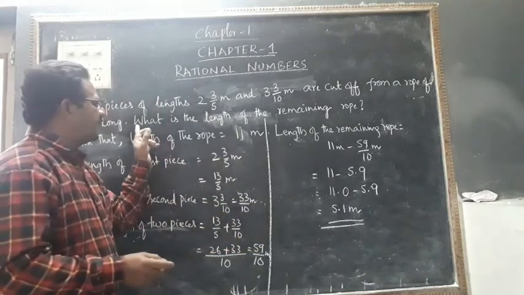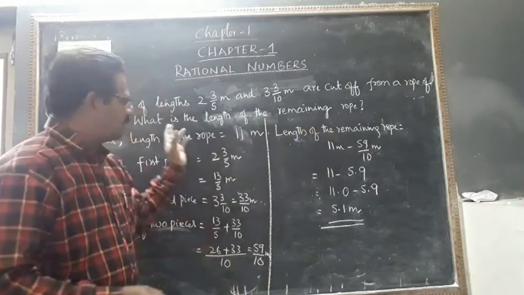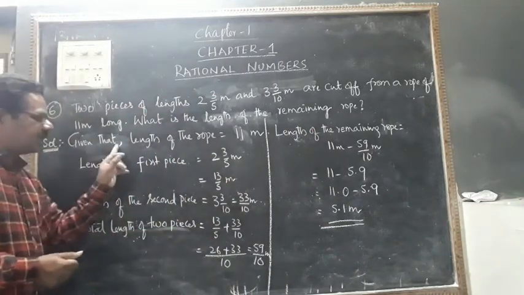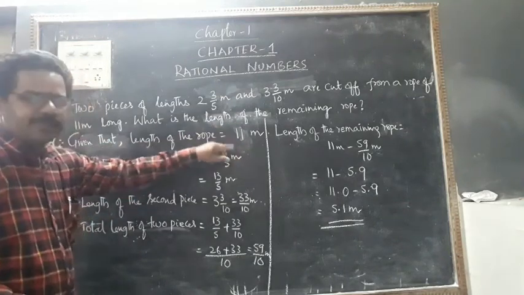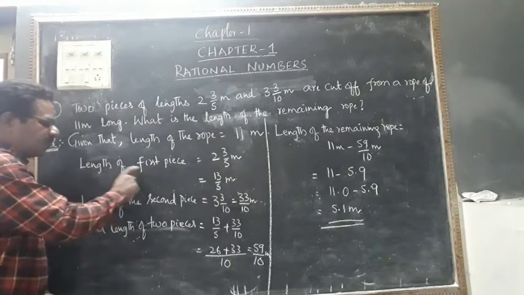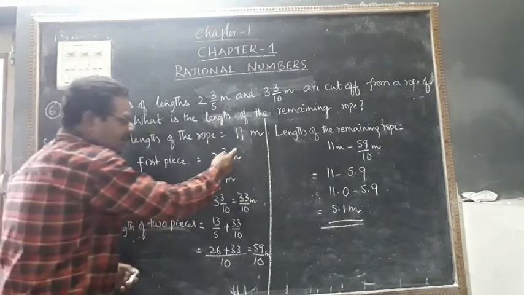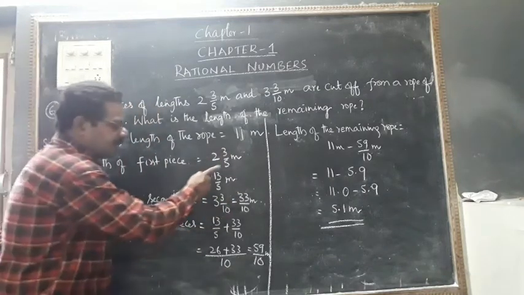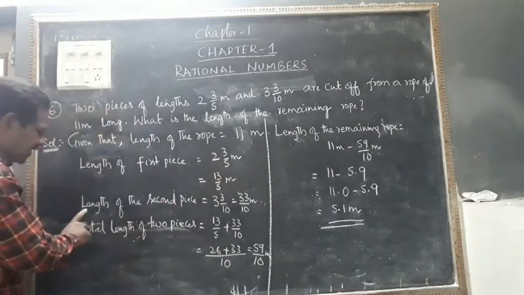We have to find what is the length of the remaining rope. The remaining rope length we have to find out. So given that the total length of the rope is 11 meters. Length of the first piece is equal to 2 and 3 by 5 meters. 2 and 3 by 5 is a mixed fraction. This can be converted into a proper fraction. 2 5s are 10 plus 3, 13 by 5 meters. Like that second one also.